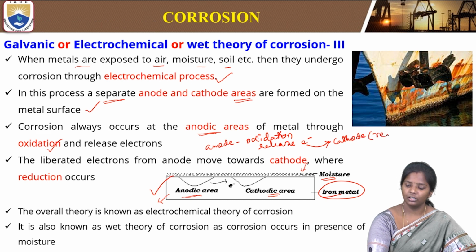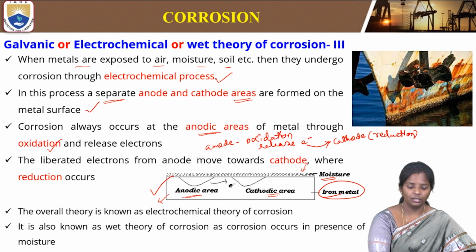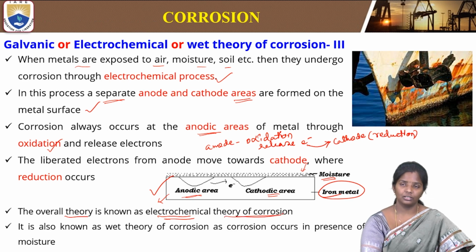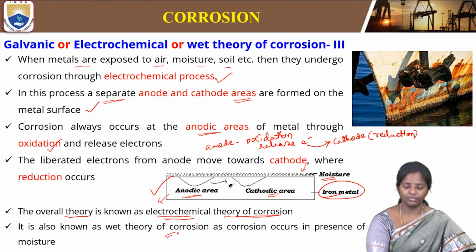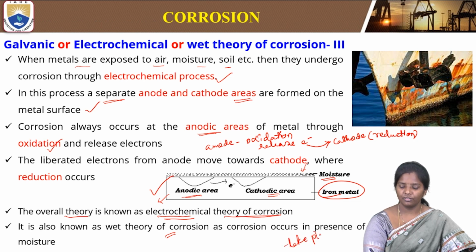Where reduction occurs. So this is how the theory will go on, and the overall reaction is an electrochemical reaction, giving rise to the electrochemical theory of corrosion. This is also known as the wet theory of corrosion because it occurs in the presence of moisture.